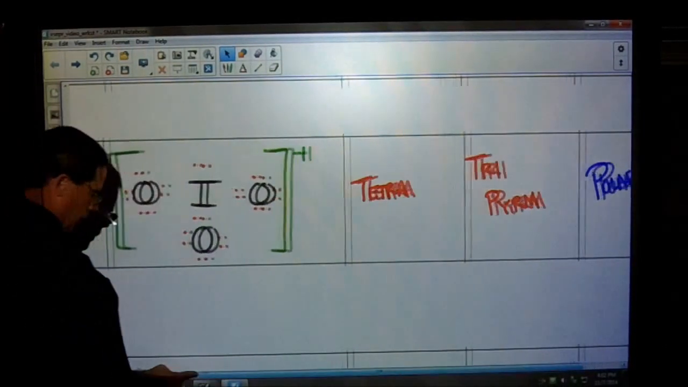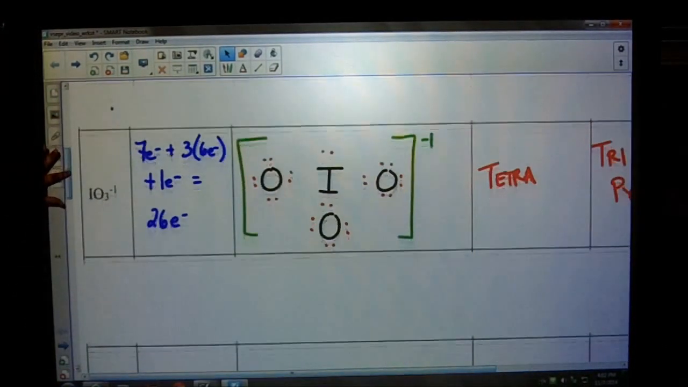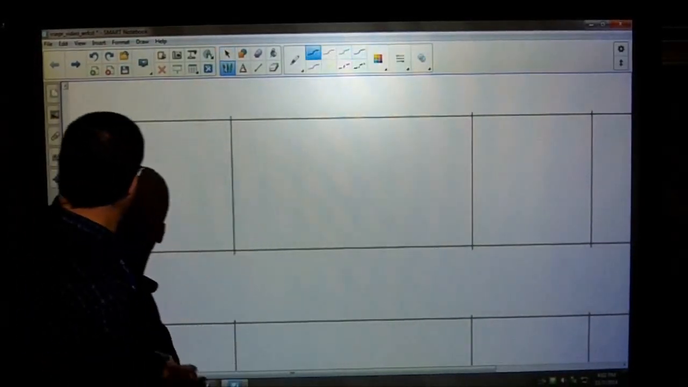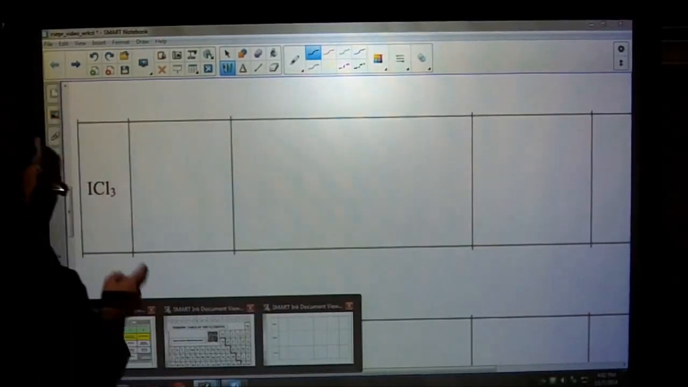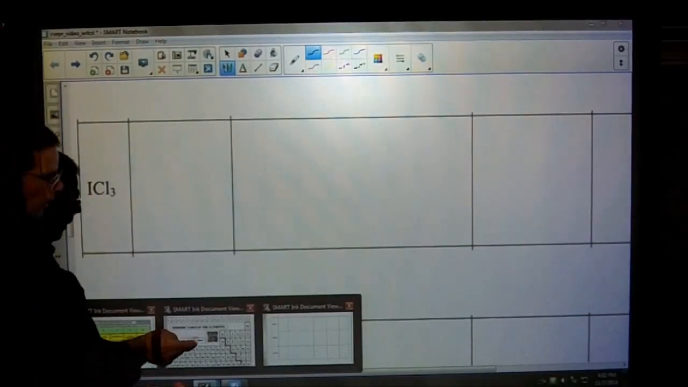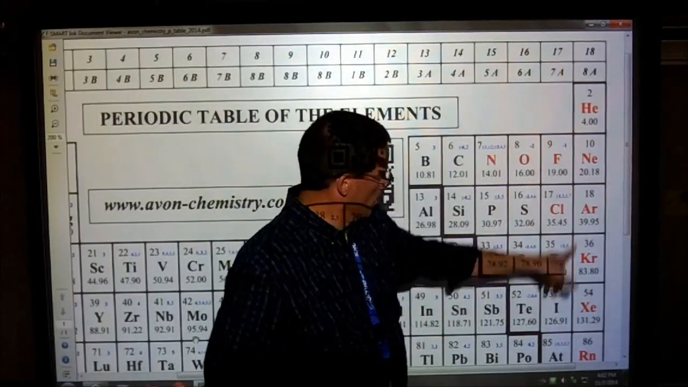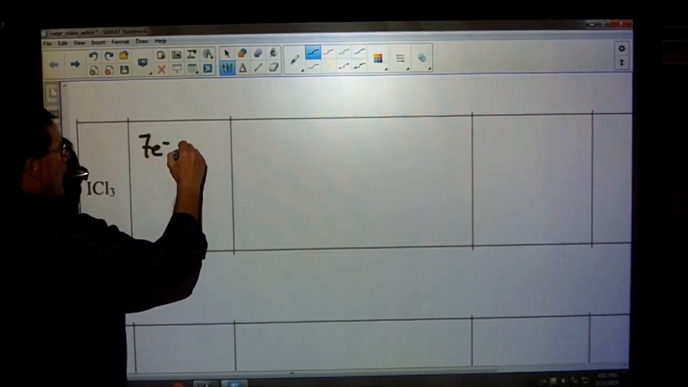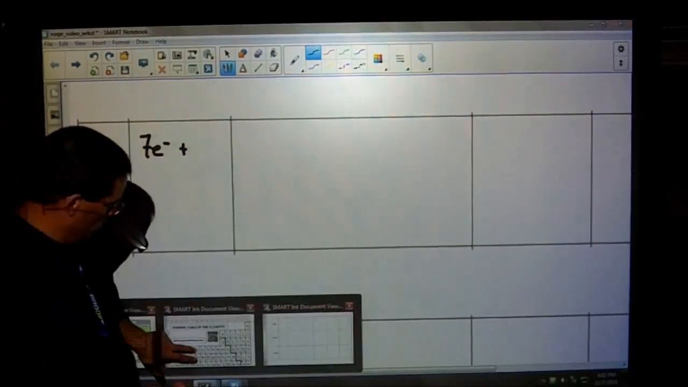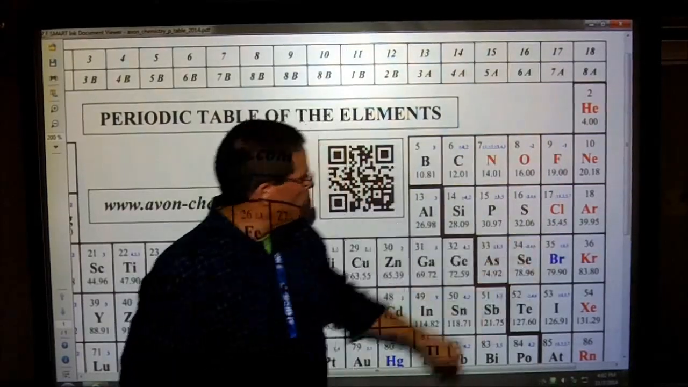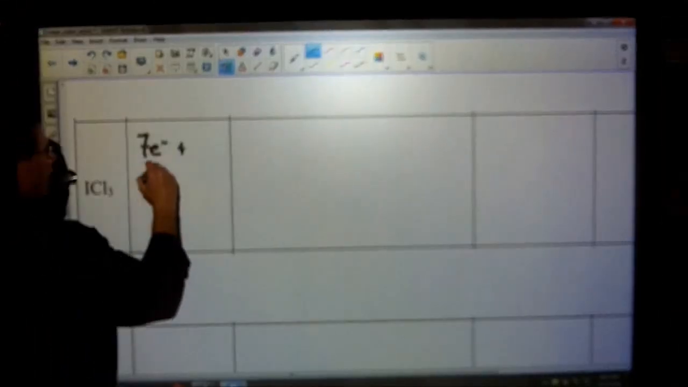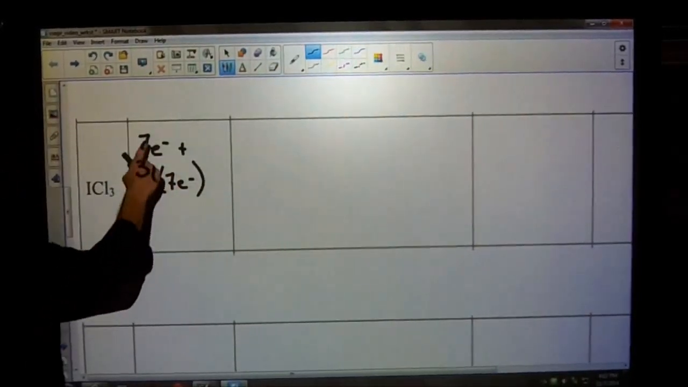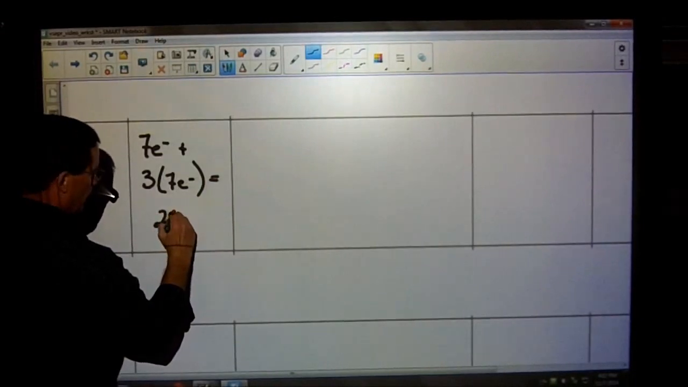All right, let's take a look at the next one, or another one. Here we have ICl3. So when looking at ICl3, again, let's get our number of valence electrons. So iodine, again, is in group 7. So it has 7 valence electrons. And then we have three chlorines, and chlorine is also in group 7. So that means we have 3 times 7. And in this case here, we have 21 plus 7, which is equal to 28 electrons.